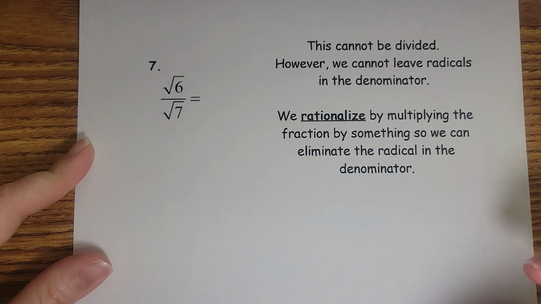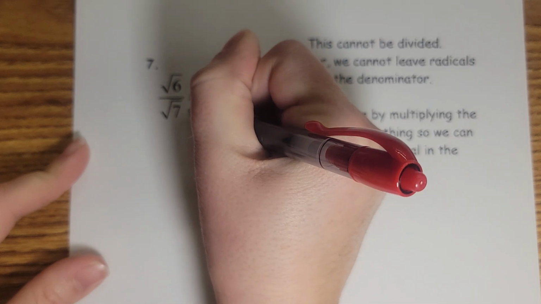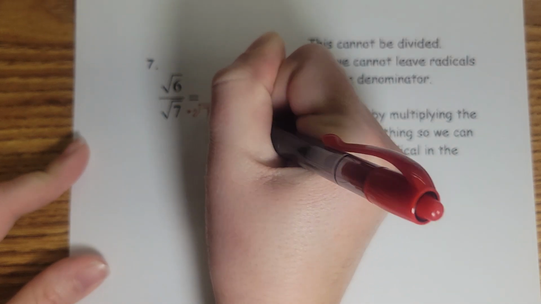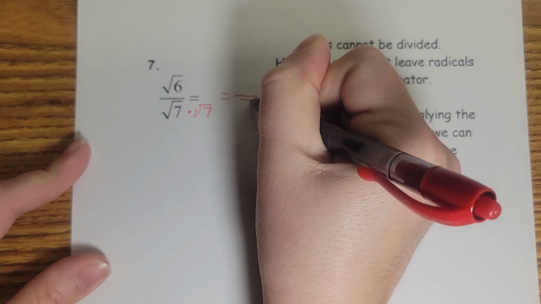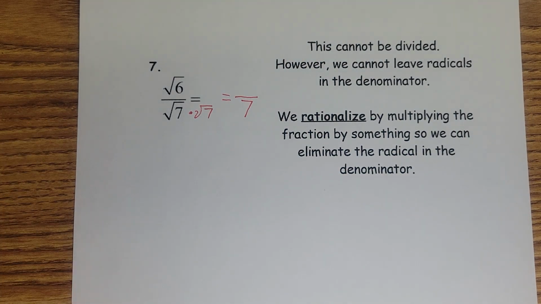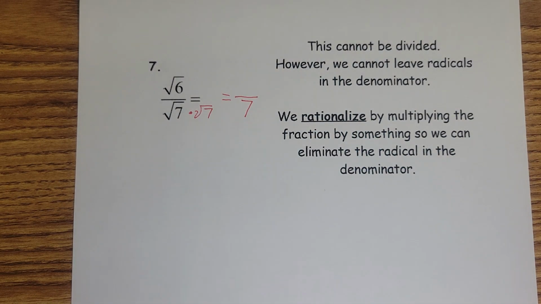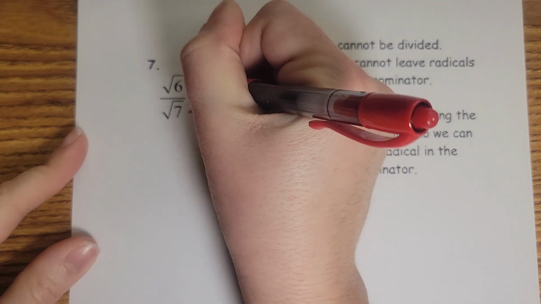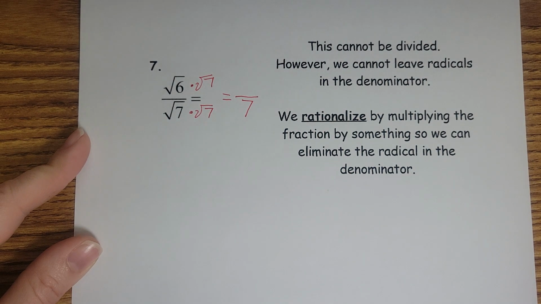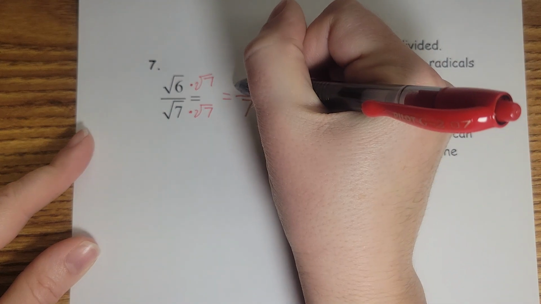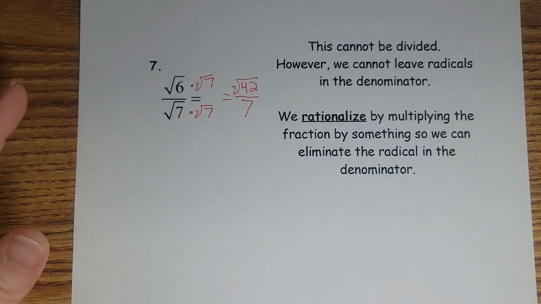Now, I do that by multiplying it by itself. So on the bottom, I'm going to multiply that radical 7 by another radical 7. What that does is it cancels out the radical. Now I have just the 7, no radical. But the way that fractions work, anything that I do on the bottom, I have to do the same exact thing on the top. So on the top, I now have radical 42.